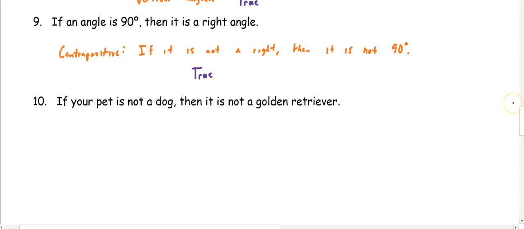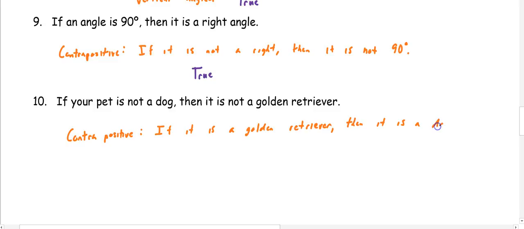Our last one, if a pet is not a dog, then it is not a golden retriever. So we're going to switch the order and take the opposite again for the contrapositive. So we would say, if it is a golden retriever, then it is a dog. This is also true because a golden retriever is a type of dog.